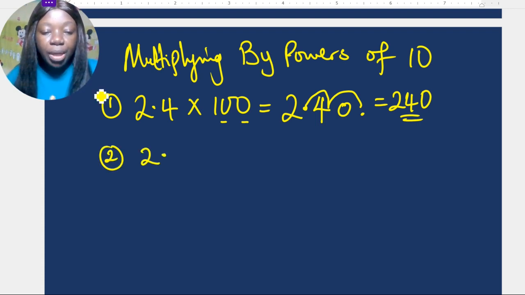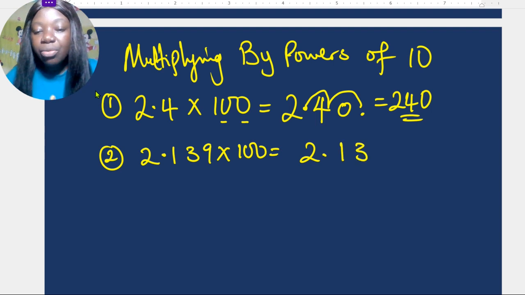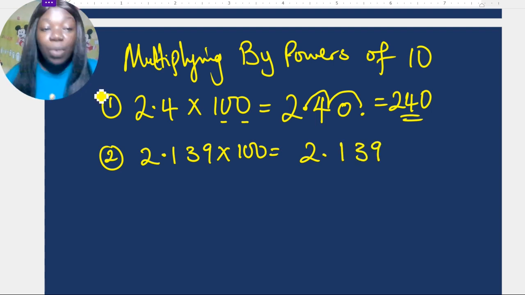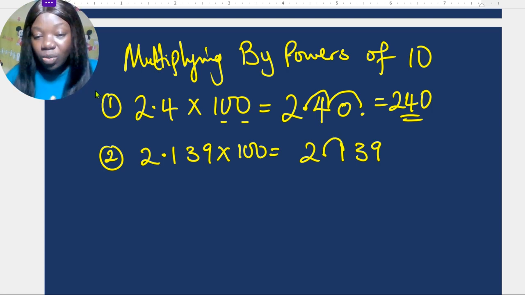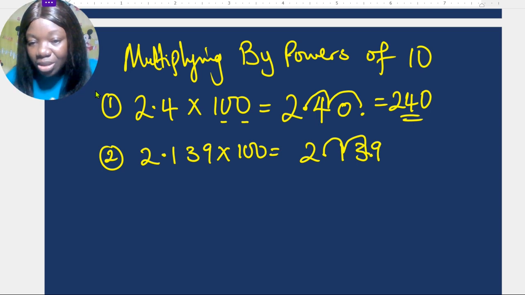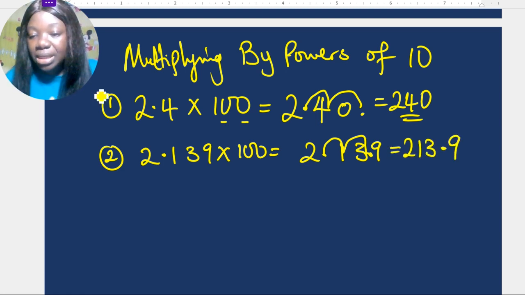What if I have 2.139 and you're going to multiply by 100? So you do the same thing. 2.139, count 2 zeros to the right because 100 has 2 zeros. So count twice. 1, 2, which means our decimal point has been shifted to this place. So this is where we stopped, which means that's where our decimal point will be. So that will be 213.9.